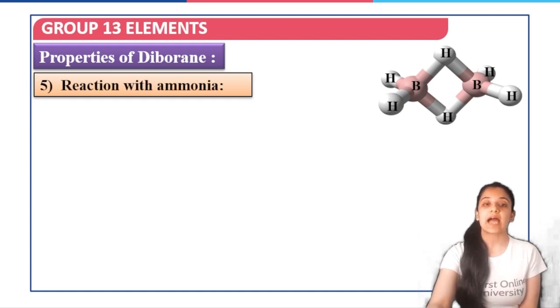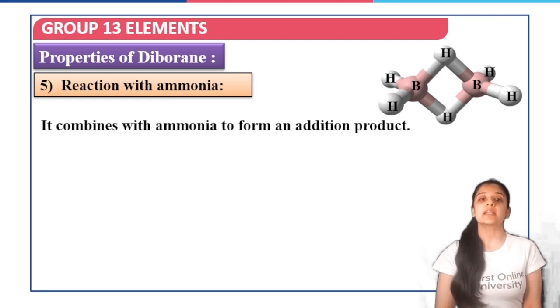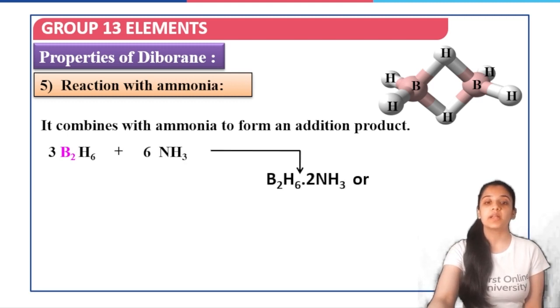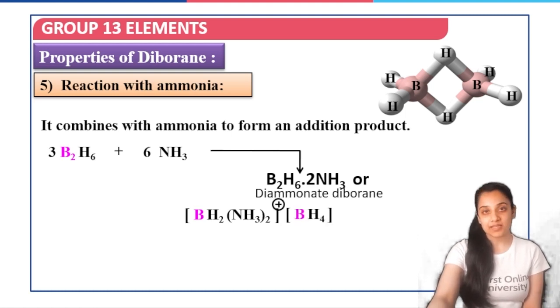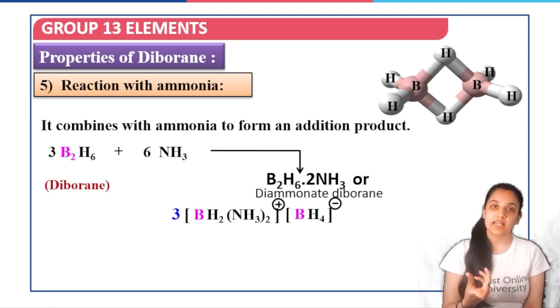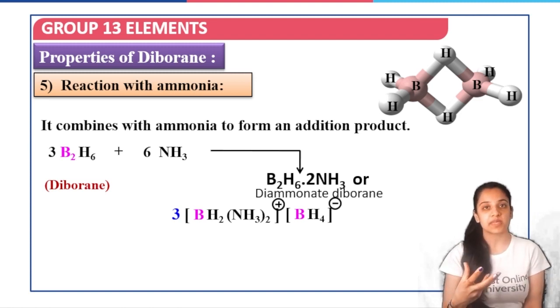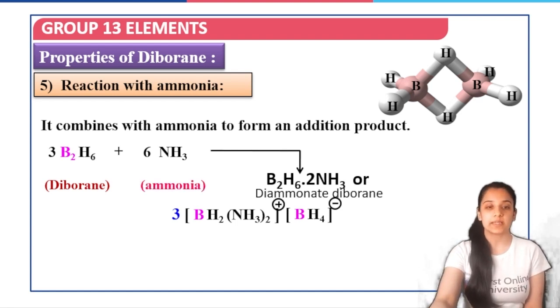Next, we move on to the reaction with ammonia. Very similar to the reactions that we have seen with other Lewis bases, it combines with ammonia also to form an addition product. That is, B2H6 plus ammonia will give B2H6·2NH3, that is diammoniate of diborane. Or we can also write it as [BH2(NH3)2]+ [BH4]-. That is the adduct form, because ammonia itself is electron rich and a Lewis base. So just as we have seen the reactions of diborane with other Lewis bases, in a similar way it is going to react with ammonia to form this adduct.